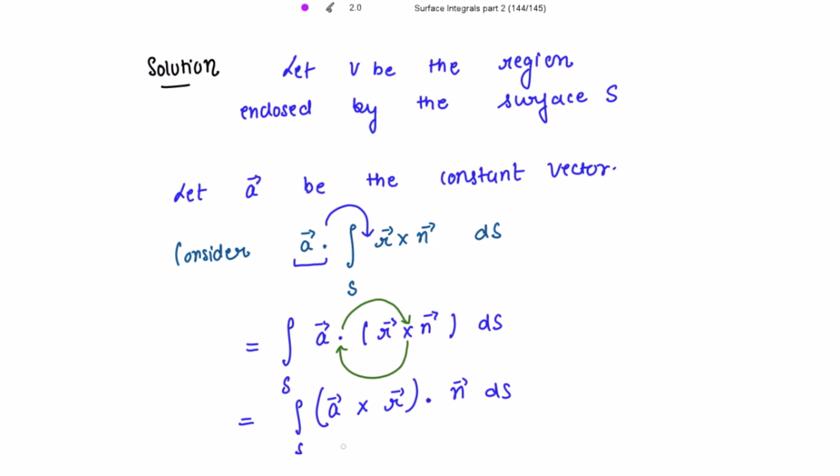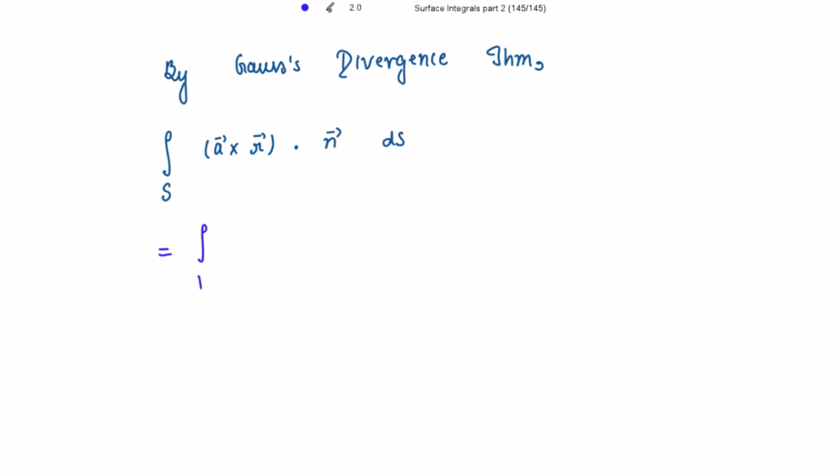And now we are having the surface integral of this format of the integrand, and now we apply the Gauss Divergence Theorem, right? So by Gauss Divergence Theorem, the surface integral of A vector cross product with r vector, its dot product with n vector ds, is equal to the volume integral of divergence of A vector cross product with r vector dv, right?